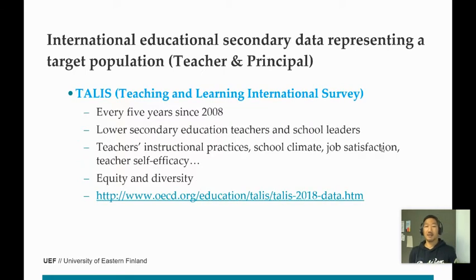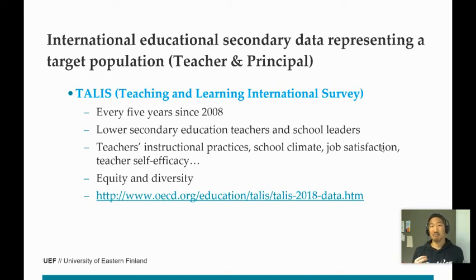Another example is TALIS. The target populations are teachers and principals among, I think, more than 50 countries. It has been conducted every 5 years since 2005, so it already has 3 cycles of data.